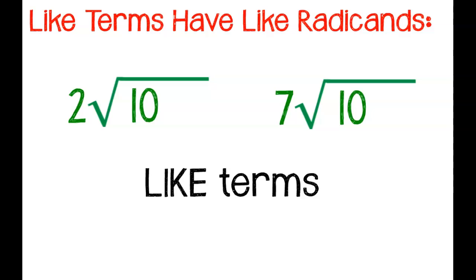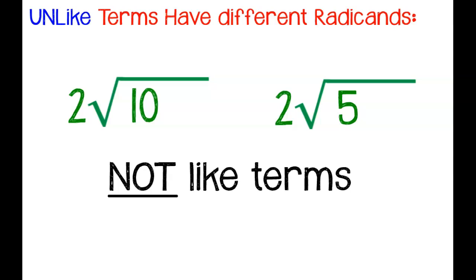So the first part is being able to identify whether terms have like radicands, right? You are like terms if the number underneath the radical sign matches. Those are the radicands. The number outside of the radical sign is called the coefficient. I'm going to be talking about this number a few times during the video, so remember that it is called the coefficient. The coefficients do not need to match. You are a like term if you have matching radical terms, right? Matching radicands.